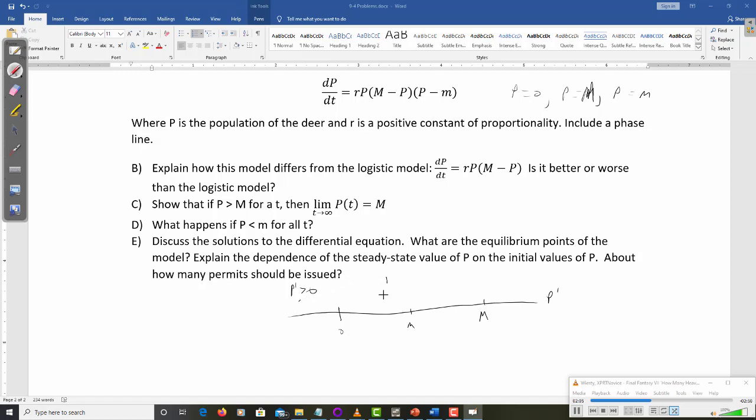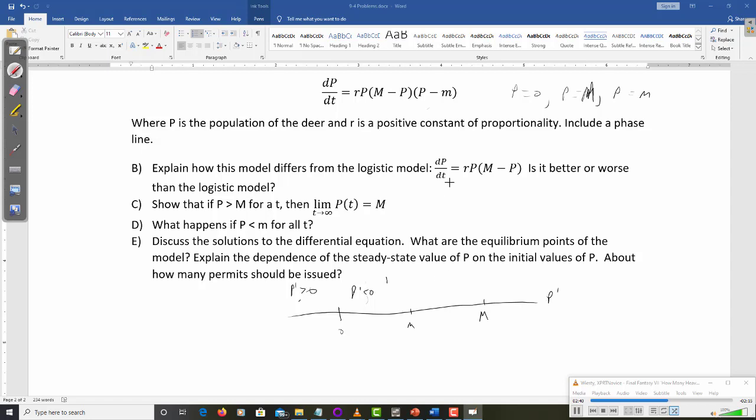Here, and here, well, p would be positive. We haven't reached this yet, so this would still be negative. This would still be negative, so positive times positive times positive. Yeah, this would be positive because m minus p is positive. Positive times negative, so p prime would be less than 0.